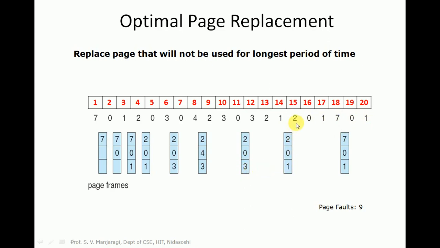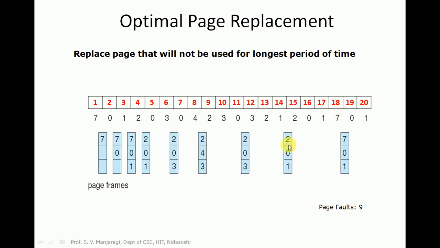Next we will go for 2. 2 is already there in the memory. No replacement is required. We go for 0. 0 is already there in the memory. No page fault occurs. No replacement is needed. We will go for 1. 1 is also there in the memory. No replacement needed. Since no page fault occurs here, we go for the next reference, that is 7.